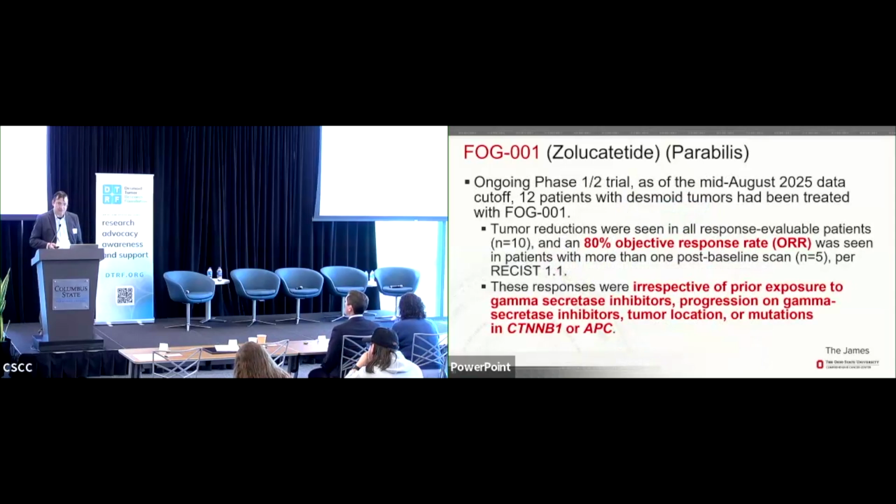We've actually referred to Cleveland for folks as well. So in the first 10 patients reported in this study, there was an 80% objective response rate in patients who had more than one baseline scan. Several of these patients were heavily pretreated. Most had seen multiple prior lines of therapy, between 1 to 2 prior lines.